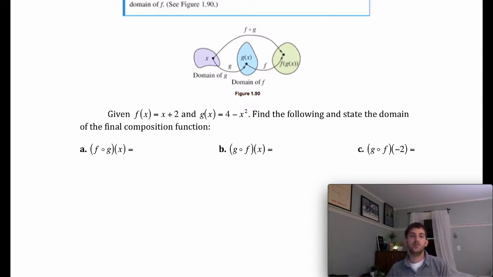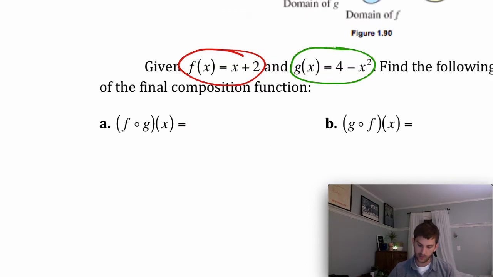So f of x equals x plus 2. Again, doing that in red. g of x equals 4 minus x squared. It says find the following and state the domain of the final composition. So the first one, f composed of g. So again, just like I said in the part above it, we're going to do f composed of g of x. So the way I read it is f of g of x.